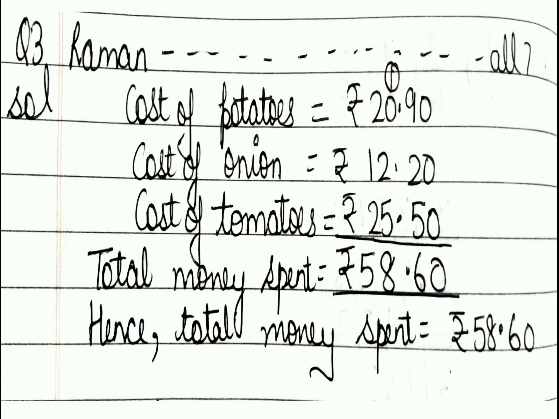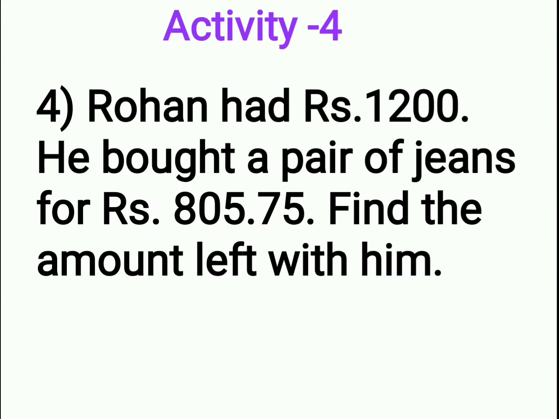Then total money, how do you do it? By doing addition. So 0 plus 0 plus 0 is 0 only. Then 9 plus 2 is 11. 11 plus 5 is 16. So 6 will come here, 1 will go on 0. Then 5 plus 2 is 7. 7 plus 1 is 8. Then 2 plus 1 is 3. 3 plus 2 is 5. So the answer will be rupees 58.60. Then you write hence total money spent is rupees 58.60. Clear? Now we do question number 4.